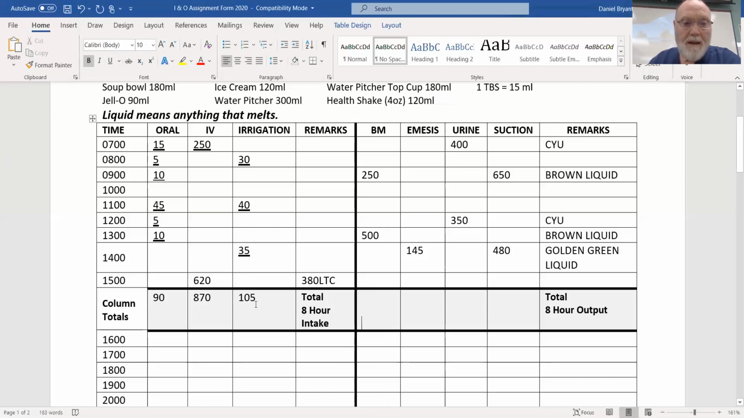And we go over here. You'd add these three and put them in the 8-hour total section here, and then come over here to BM. We got 750 there. And here we got 145. And urine, we got 750. Oh, I made a mistake. I think this was supposed to be 375 at 12 o'clock. Let me go back up to 12 o'clock. It's supposed to be 375, see? Got to be accurate.